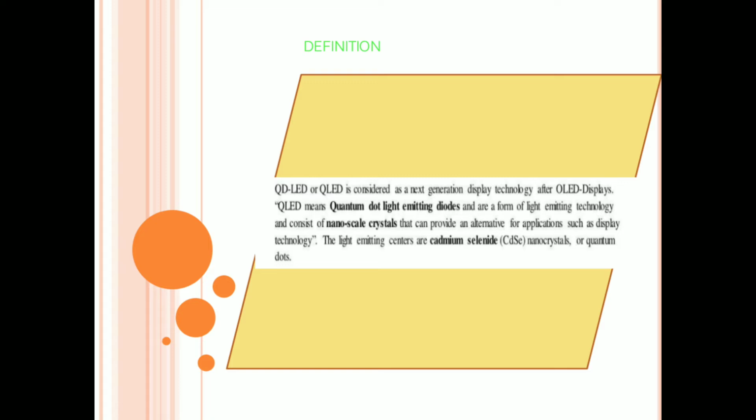Next, the definition of quantum dots. Quantum LED or QLED is considered a next generation display technology after OLED displays. Quantum dot light emitting diodes are a form of light emitting technology and consist of nanoscale crystals that can provide an alternative for applications such as display technology. The light emitting centers are cadmium selenide nanocrystals, or quantum dots.